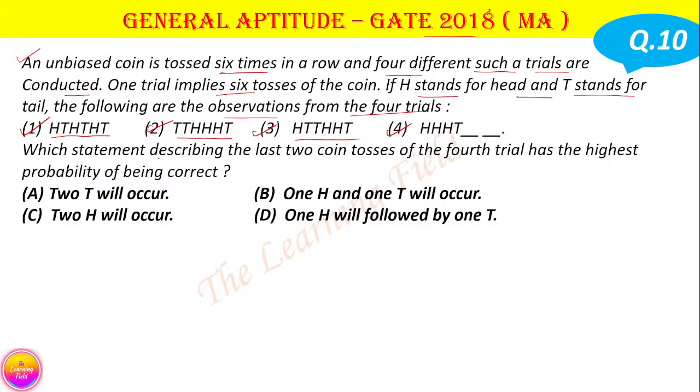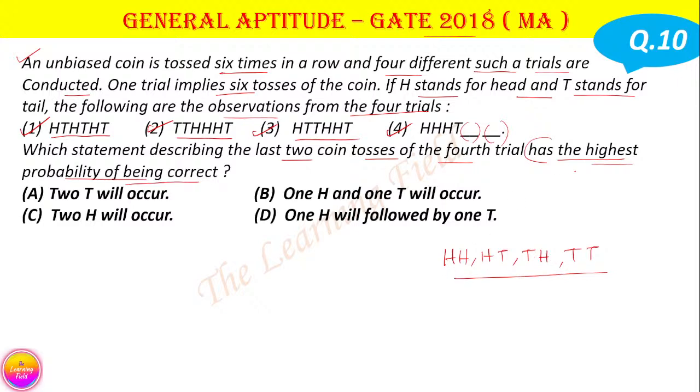Which statement describing the last 2 tosses of the 4th trial has the highest probability of being correct? This is the main point of this question. If 2 tosses remain, the simple outcomes are head-head, head-tail, tail-head and tail-tail. These are the 4 possibilities that can be made.